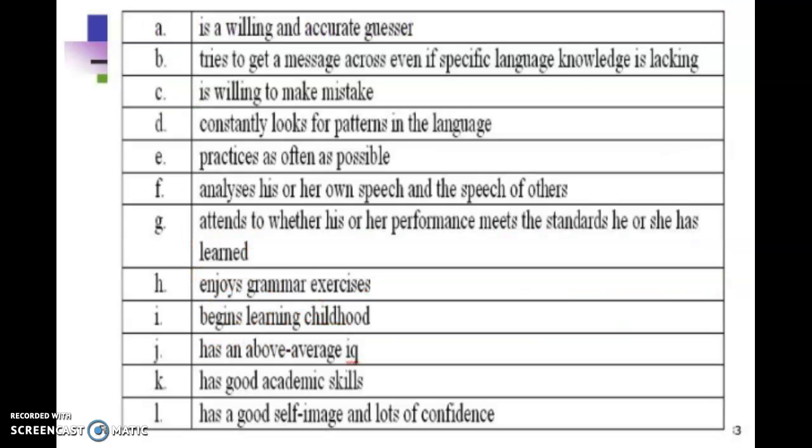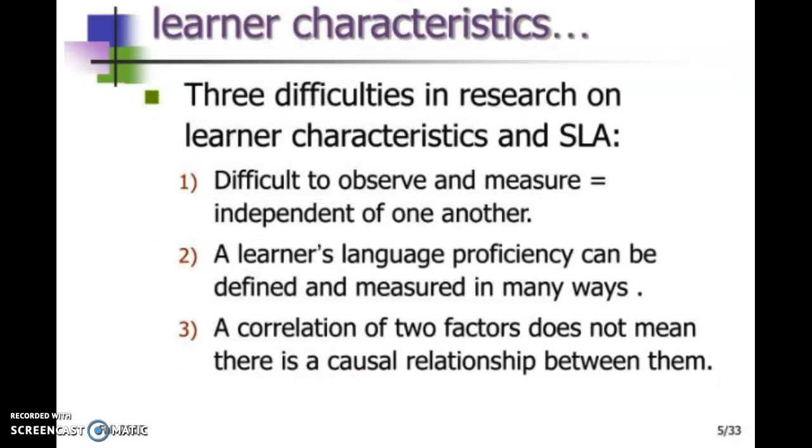Okay, so let's continue. We will come back to this page. Before looking at learning characteristics, you should be aware of three difficulties in research on learning characteristics in second language acquisition. First, it's difficult to observe and measure them independently of one another. Second, a learner's language proficiency can be defined and measured in many ways. And third, a correlation of two factors doesn't mean there is a causal relationship between them.